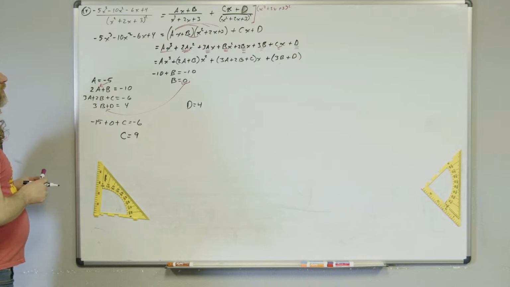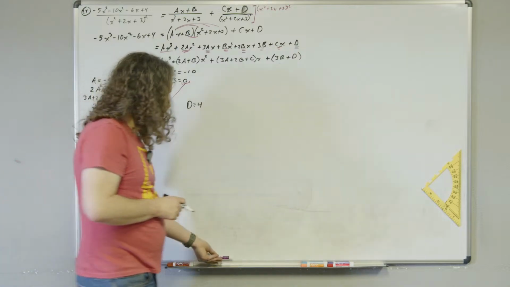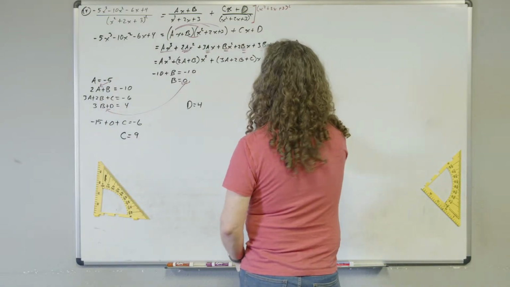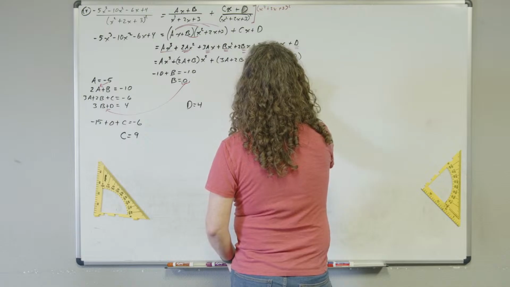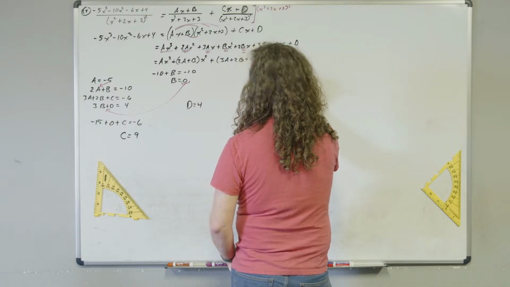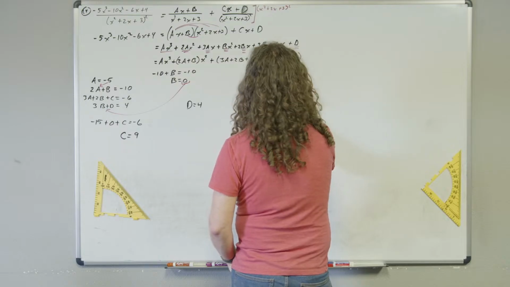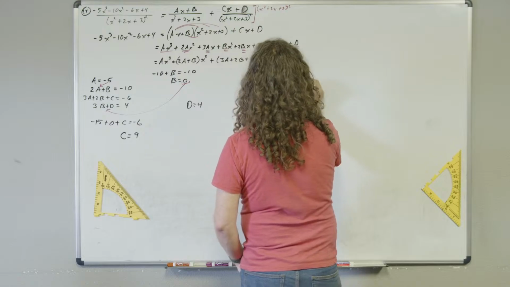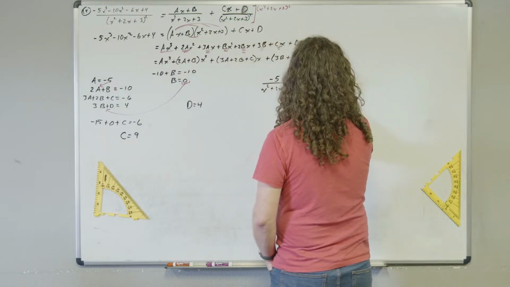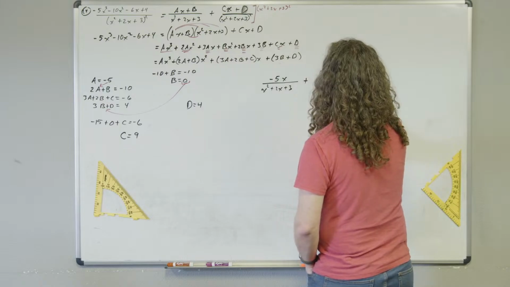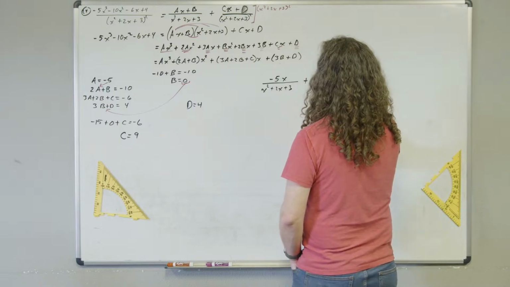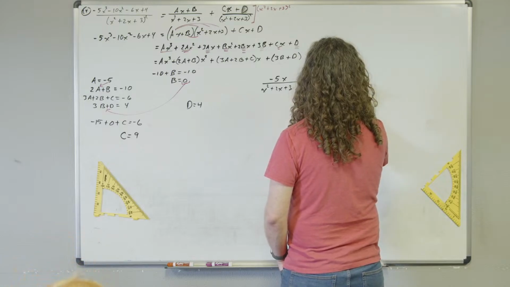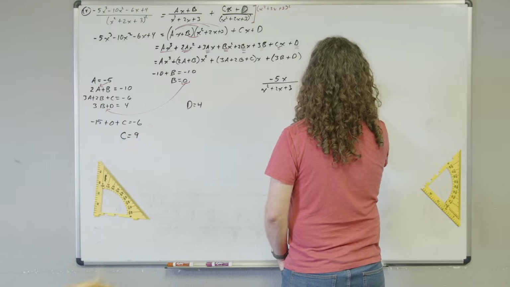And then we start shoving stuff into things over here. So what is a? -5. So -5x, b was 0, great. So over x squared plus 2x plus 3, plus the c is 9x, the d is plus 4 over x squared plus 2x plus 3 quantity squared.